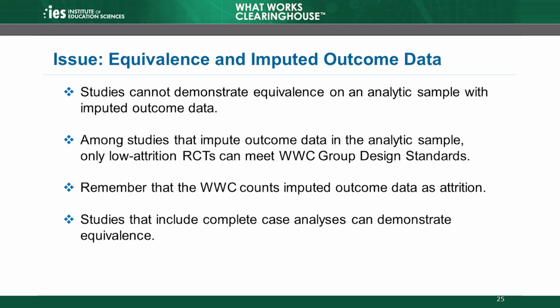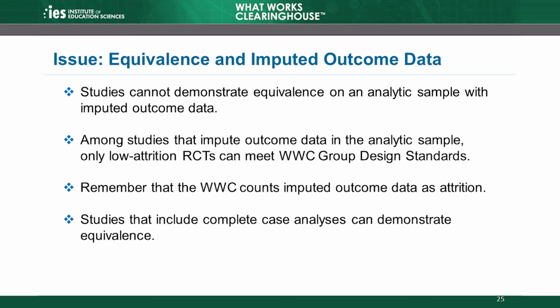Imputed outcome data can also affect baseline equivalence calculations. In fact, if an analytic sample includes missing outcome data, then the study cannot demonstrate equivalence on that sample. This is based on research that baseline equivalence isn't sufficient to protect against the sources of bias that stem from imputing outcome data. This means that only low attrition RCTs can meet WWC group design standards if they use imputed outcome data. Recall from the attrition module, which is Module 2, that imputed data count as attrition, so studies can't impute outcome data to avoid attrition.